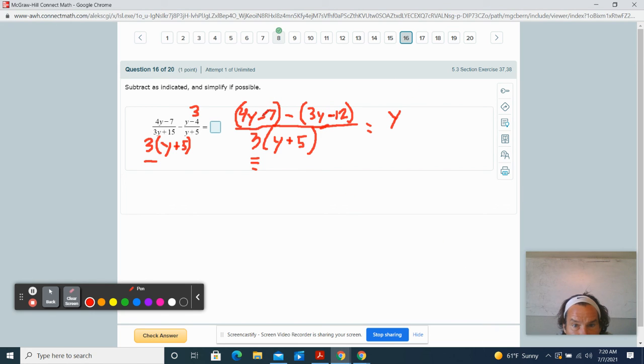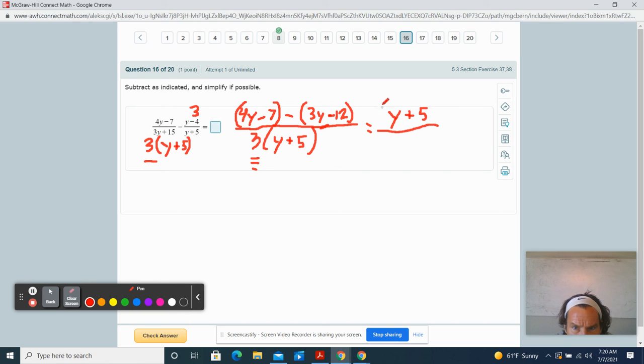We have negative 7 minus a negative 12. Remember, minus makes this a plus and a plus. So negative 7 plus a positive 12. Negative 7 plus 12 is 5. So the whole top, the numerator, reduces to y plus 5.